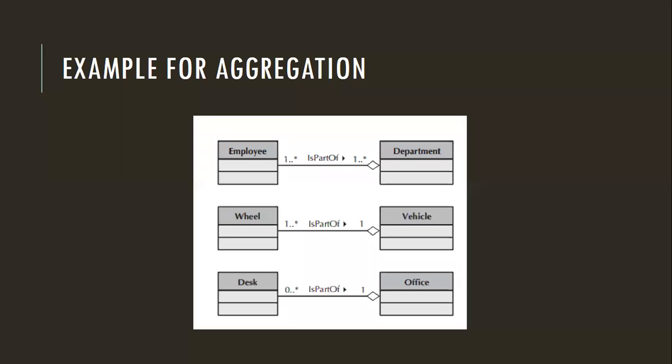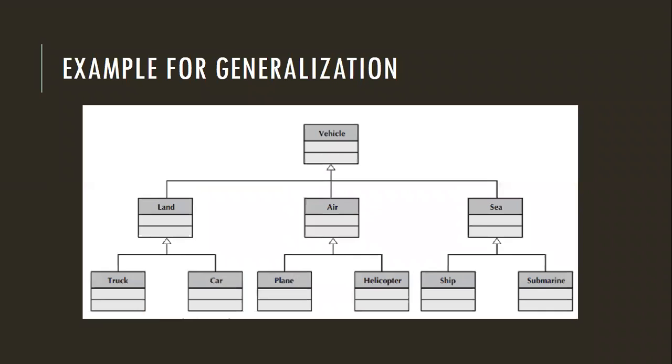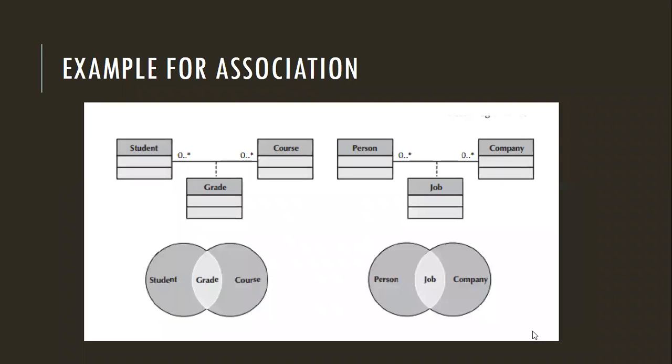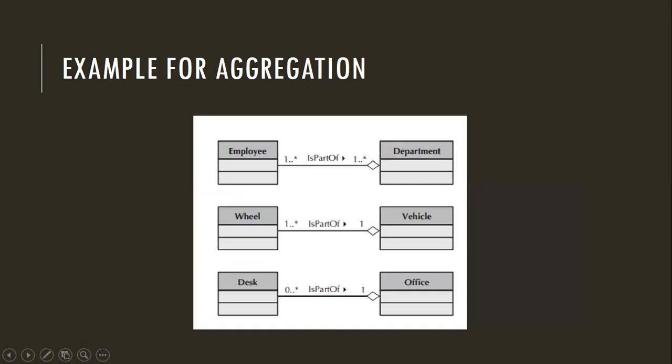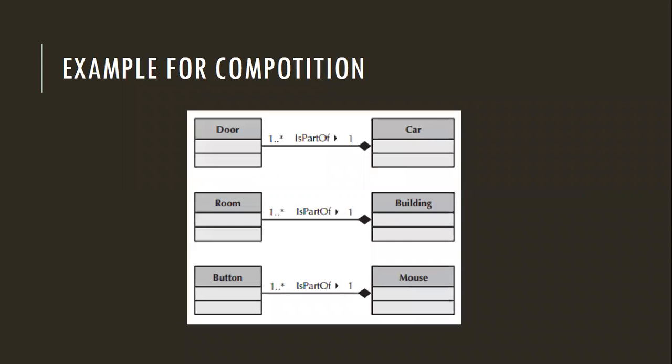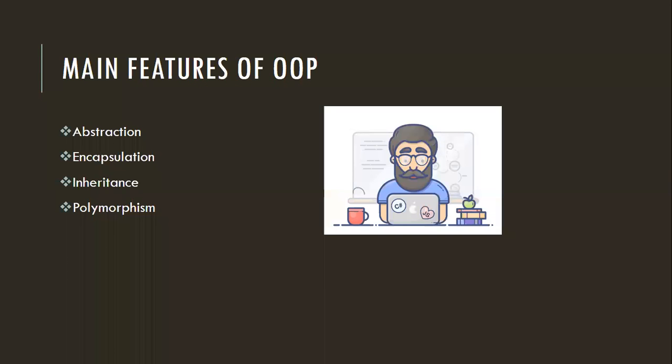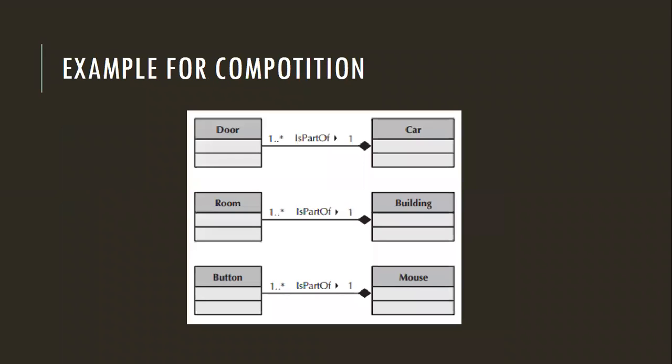Aggregation means partially dependent. Generalization means 'is a part of'. Okay, we can call it inheritance. I told you about inheritance, didn't I, that there is data and a format in object oriented programming. I'll give you another example for that as well. And then association. Both aggregation and composition come from association itself. Sometimes this relation can be aggregation, or it can be composition. So for composition, okay, these are the examples that they have given.